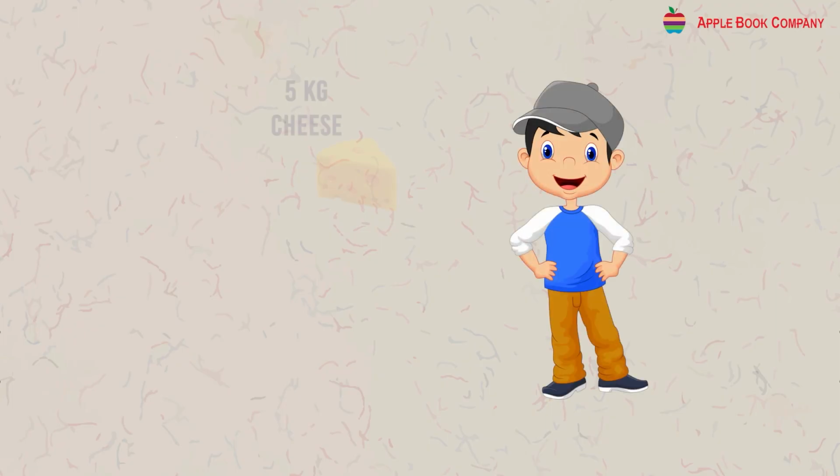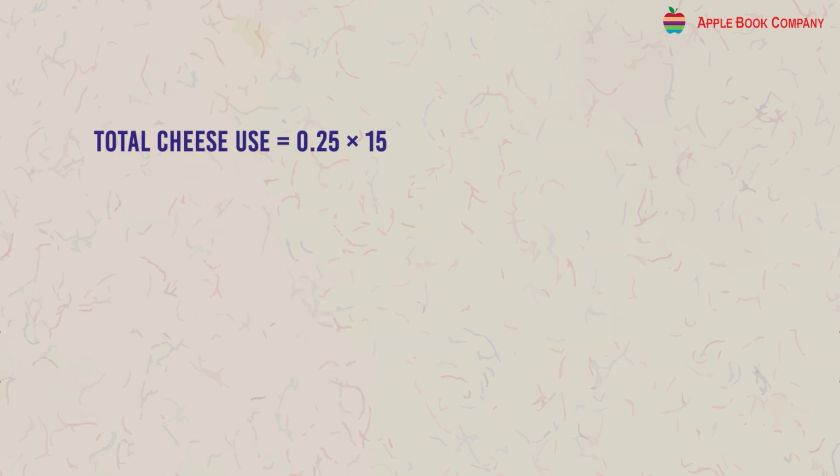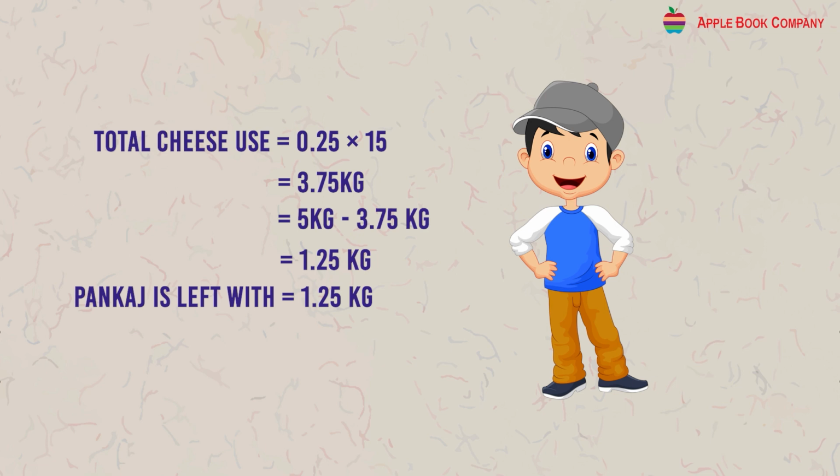HOTS. Pankaj bought 5 kg of cheese. He made 15 pizzas by putting 0.25 kg of cheese on each pizza. How much cheese is he left with? Total cheese used is equal to 0.25 kg per pizza into 15 pizzas. Therefore, it is 3.75 kg. Next, we subtract the total cheese used from the initial amount of cheese. 5 kg minus 3.75 kg is equal to 1.25 kg. Therefore, Pankaj is left with 1.25 kg of cheese.